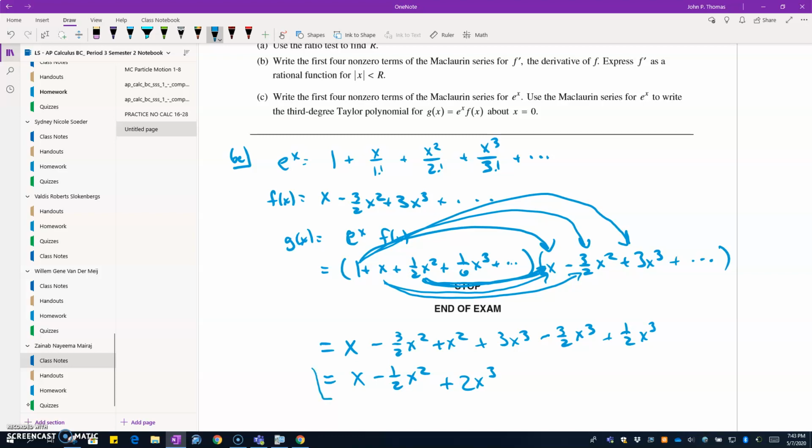So this would be our Taylor polynomial for the product of those two. I hope that helps.